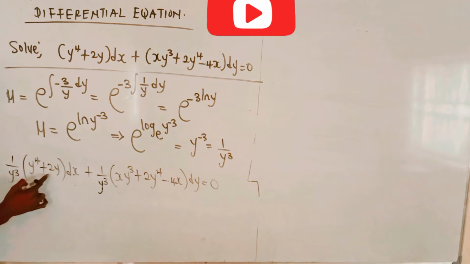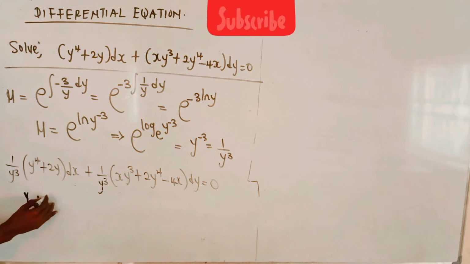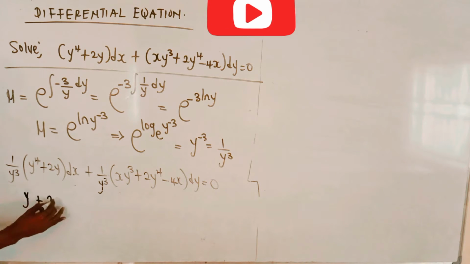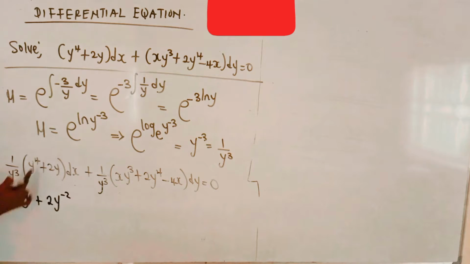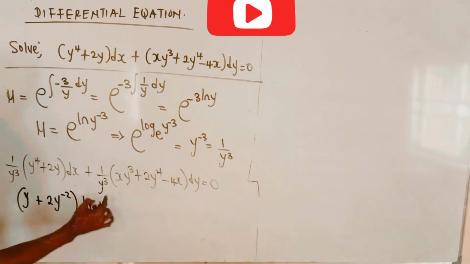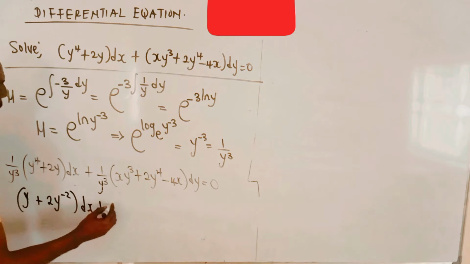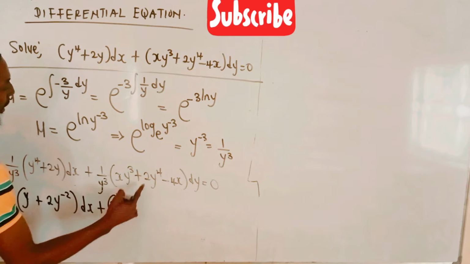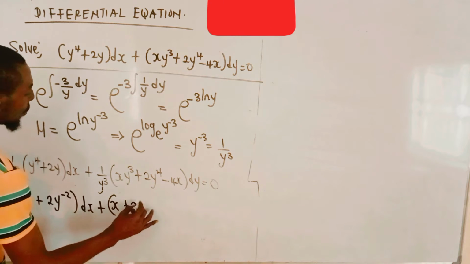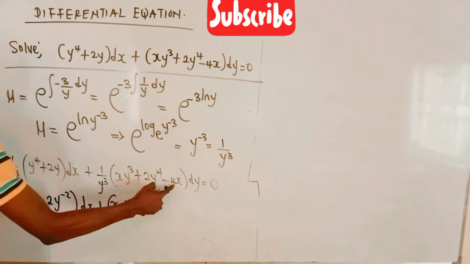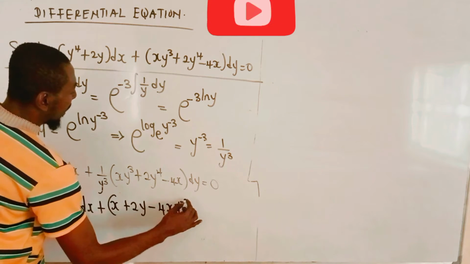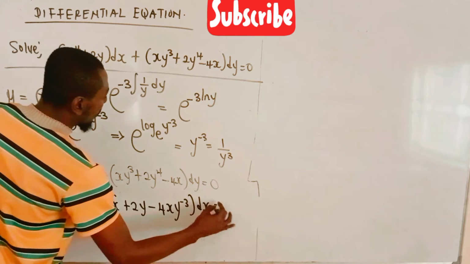So we have y plus 2y divided by y cubed, which is 2y raised to the power minus 2, that's 2 over y squared, all dx, plus xy cubed divided by y cubed will give us x, and 2y to the power 4 divided by y cubed will give us plus 2y, minus 4x divided by y cubed will give us 4x y raised to the power minus 3, dy equal to 0.